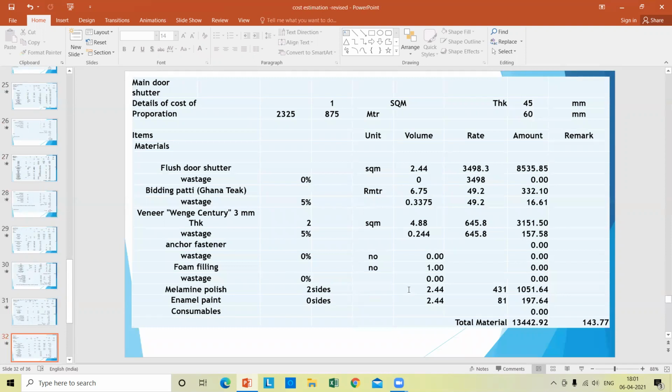Main door shutters, flush door shutter, square meter 2.44 at the rate of 3498 will be 8535. Beading putty, that is 332 rupees. Wastages will be 16.61. Veneer 3151.50. Wastages will be 157 rupees. Melamine polish will be 1051. Enamel paint 197. So consumables 0. So total material cost will be 13,442.